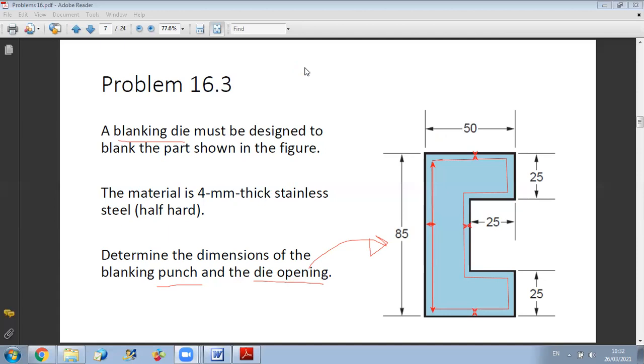So I will write here the different lengths. These two, this one and this one, will be equal to 50 minus 2 times the clearance. These two parts will be equal to 25, because this length will remain unchanged. And these two parts will be equal to 25 minus 2C.